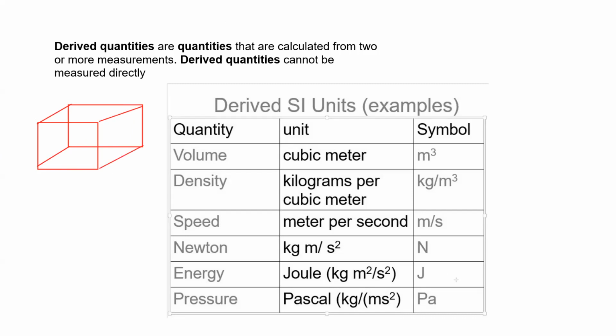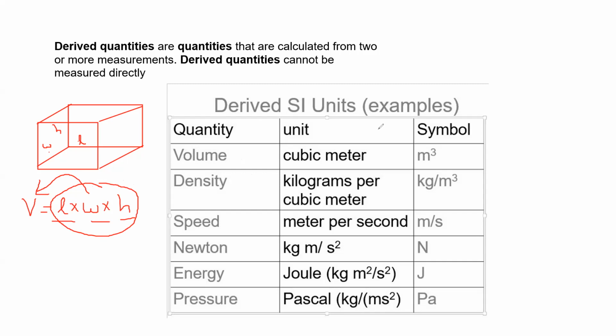So what I have to do, I have to measure the length, I have to measure the width, and I have to measure the height. So to get the volume of the cube, I have to multiply length, then width, and then height, and I have to measure three different quantities to get the volume. So when we are calculating a quantity from different values, we call that a derived quantity. So volume is a derived quantity.